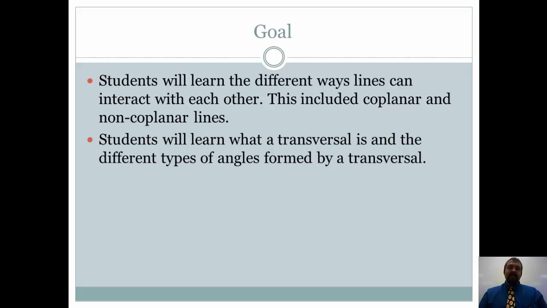The goal for today, again, you will learn different ways lines can interact with each other, both in the same plane, coplanar, or not in the same plane, non-coplanar. You should also learn what a transversal is and the different types of angles formed by a transversal.